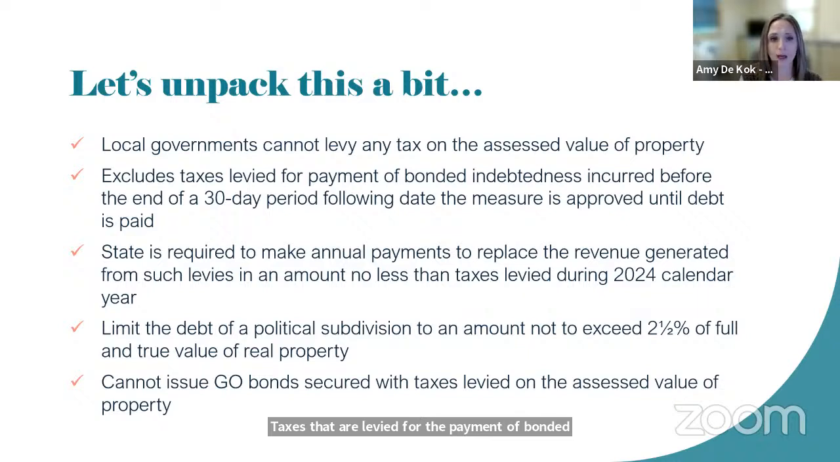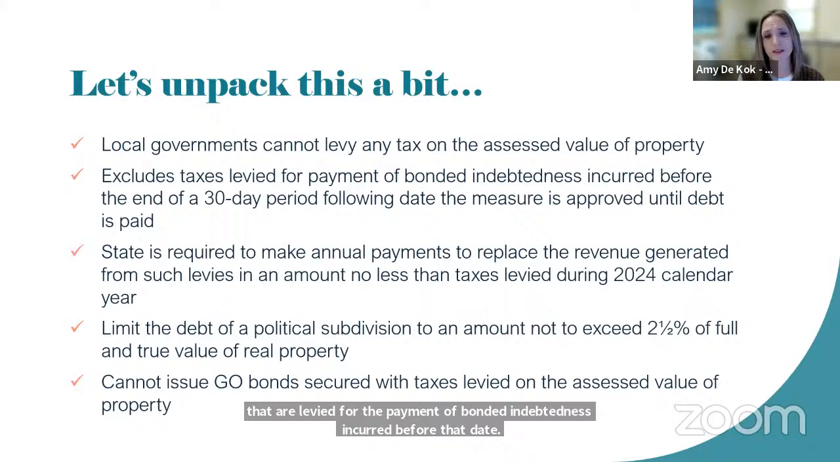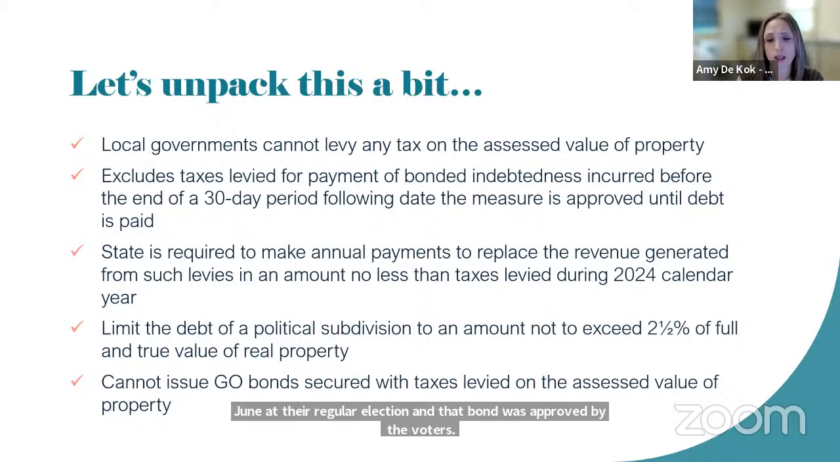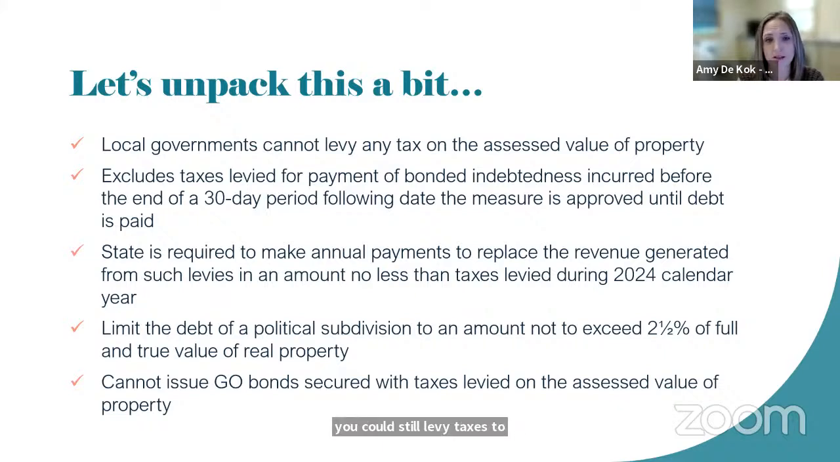So if we have school districts that had a bond referendum on the ballot in June at their regular election, and that bond was approved by the voters, you could still levy taxes to pay for that bonded indebtedness until that debt is fully paid. Then those levies would drop off, and you would no longer be able to levy taxes based on the assessed value of property in your district.